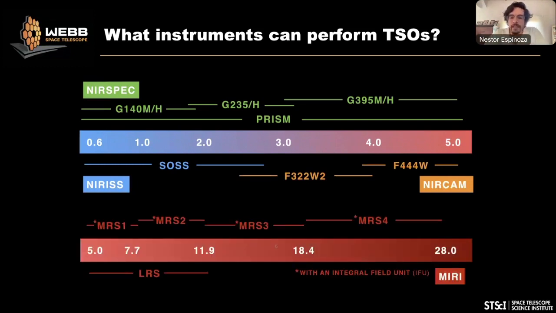And finally, last but not least, MIRI. One of the most used modes for TSOs is the LRS, low resolution spectrograph, which covers all the way from 4 to 12 microns. And if you want to go to larger wavelengths than that, you can start using the MRS, which are actually integral field units.